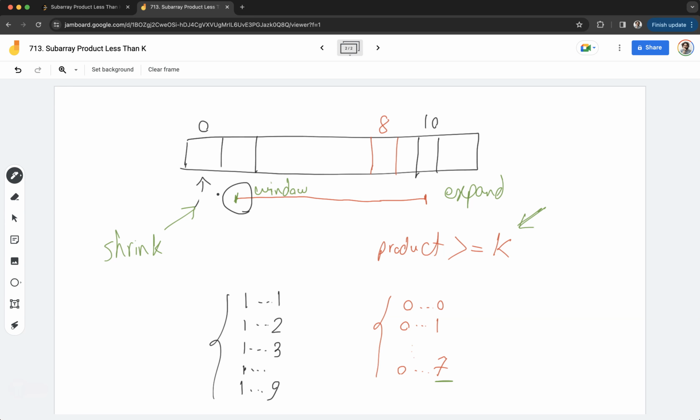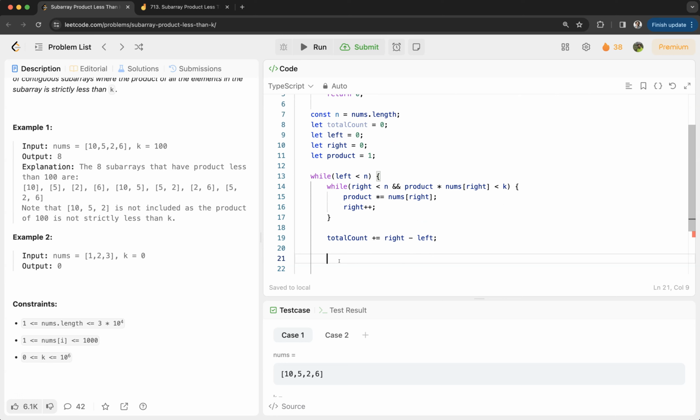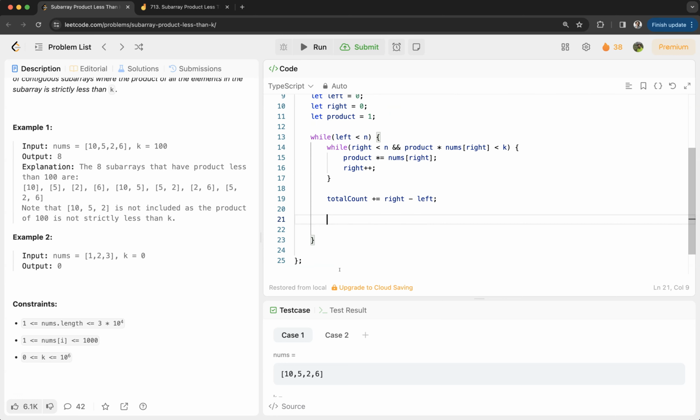So that is the total number of subarrays starting at left. So total count plus equal right minus left. Now we shrink the sliding window by 1 cell. So product is going to be divided by nums left. And then we move left forward, left plus plus. That's it.